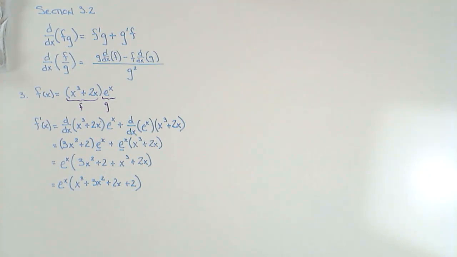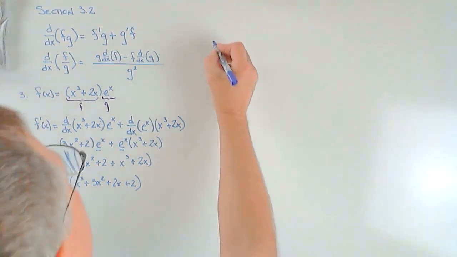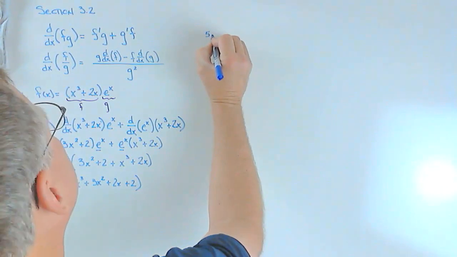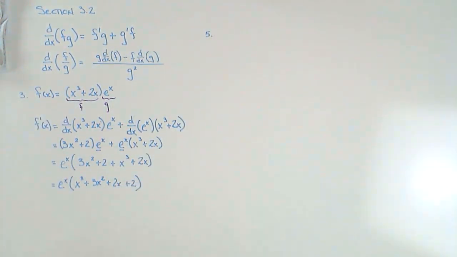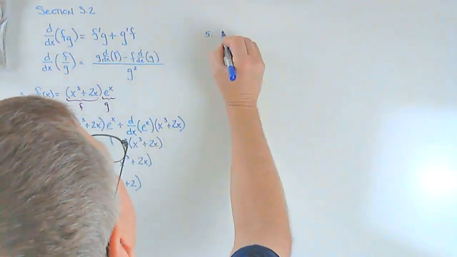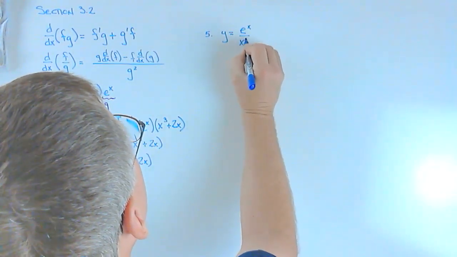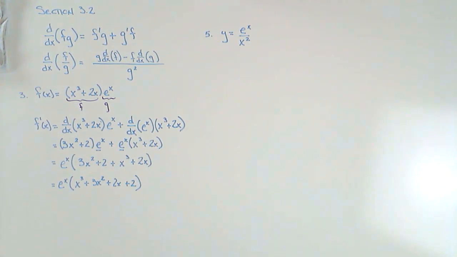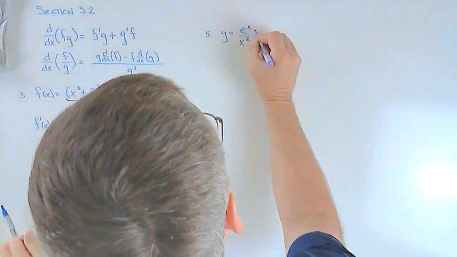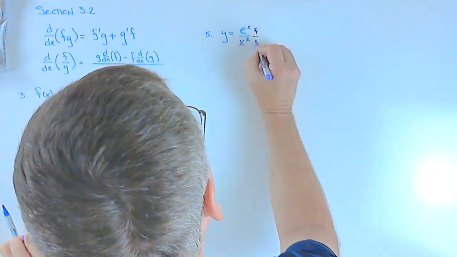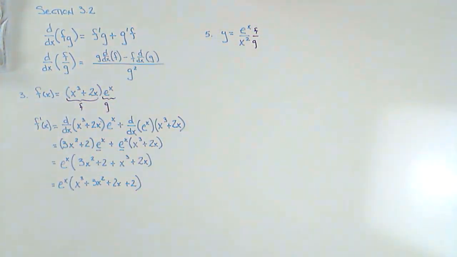If we take a look at number 5, all right, number 5 is going to be our first quotient rule problem. 5 is e to the x divided by x squared. Again, this is going to be our function f, our numerator, and this is going to be our function g, our denominator.